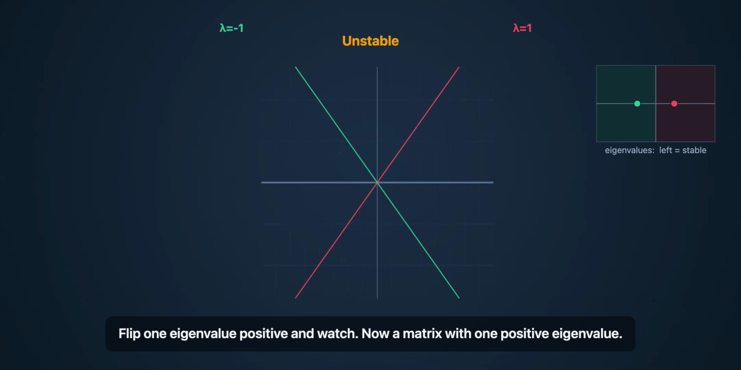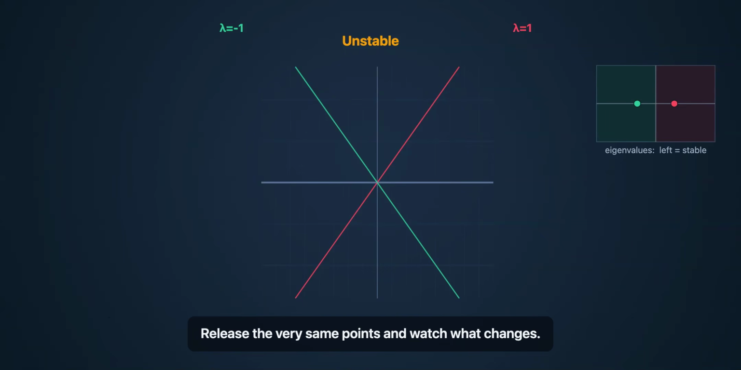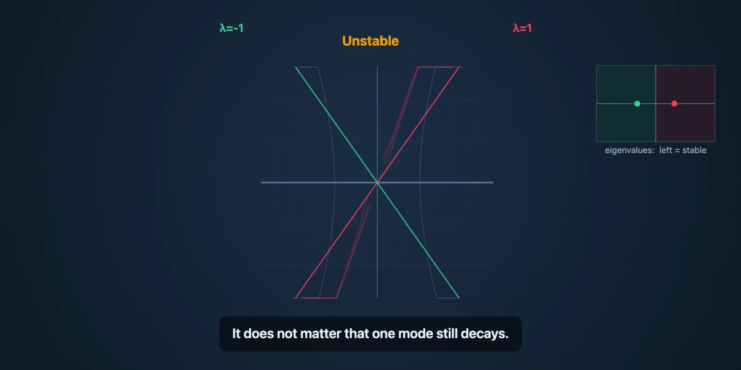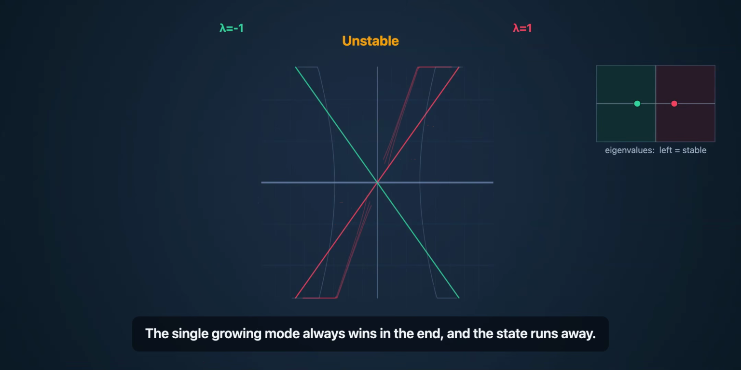Flip one eigenvalue positive and watch. Now a matrix with one positive eigenvalue. Release the very same points and watch what changes. Along one eigenvector, the flow still decays inward, in green. But along the other it grows, in red. And that one growing direction flings everything out to infinity. It does not matter that one mode still decays. The single growing mode always wins in the end, and the state runs away.